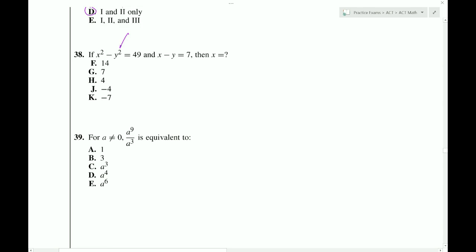Alright, so this looks factorable. Whenever you see something that looks factorable, you'd better try factoring it, okay? So x plus y and x minus y is equal to 49. Now, that's nice because we know that x minus y is 7. So we can plug in a 7 for this. Okay? Then all we need to do is divide both sides by 7. This cancels, right? And 49 over 7 is just 7. So we've now determined that x plus y equals 7.